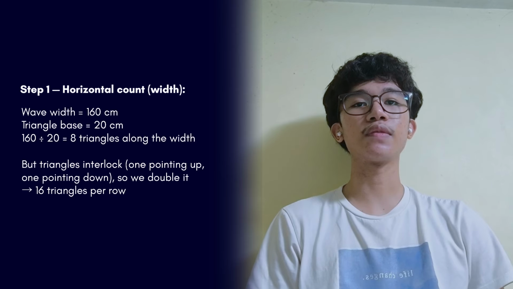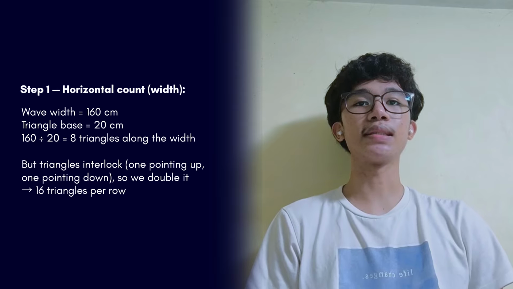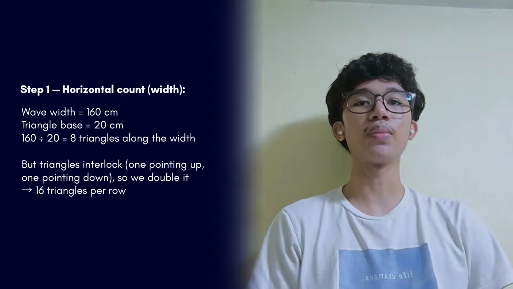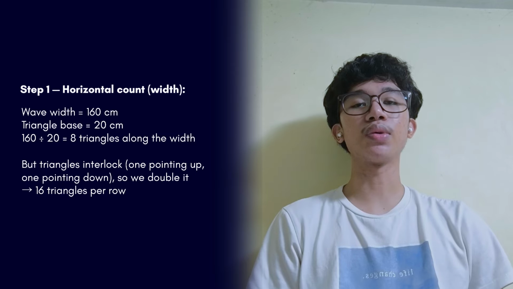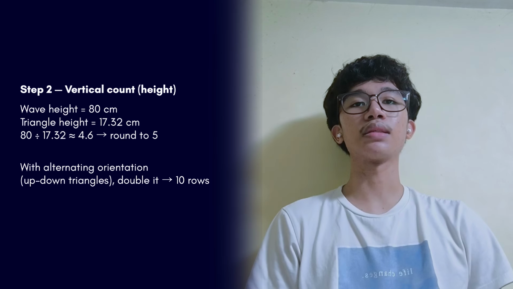Now let's count how many triangles make up the wave. This is important because we will use this to multiply the area and volume later. The first step is to find how many triangles there are along the width. The width of the wave is 160 centimeters and the base of the triangle is 20 centimeters. We will need to divide the width by the base. 160 divided by 20 is 8, so there are 8 triangles along the width. But triangles interlock, one pointing up and one pointing down, so when you double it, there will be 16 triangles per row.